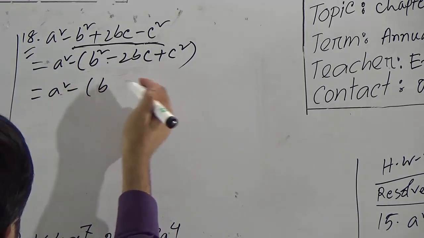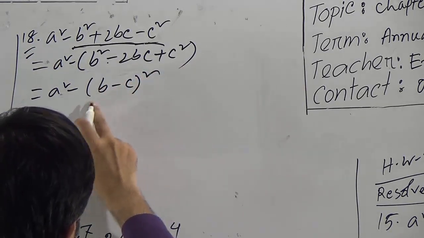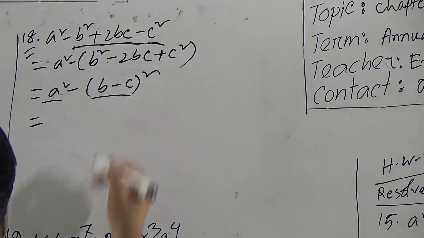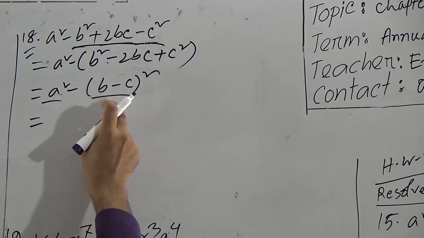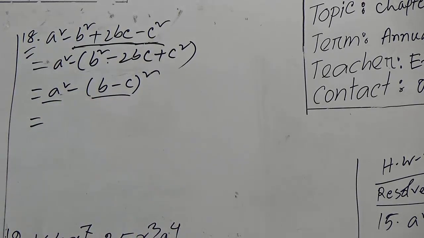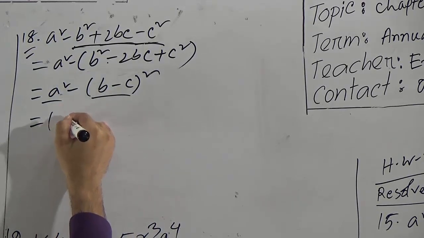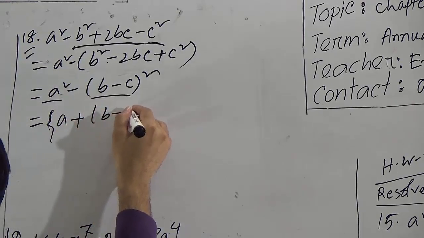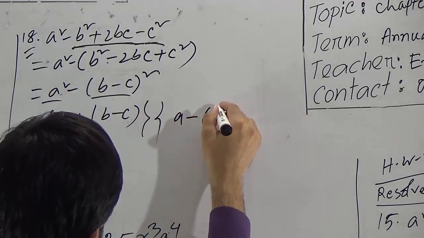So we can write a means b here and b means c here. So we can write a minus b, it means b minus c whole square. So consider this is a and this is b, b minus c as b. So we can say a square minus b square. You know the formula of a square minus b square, that is a plus b into a minus b. A is a here, plus b means b minus c, and a minus b, a means a and b means b minus c.